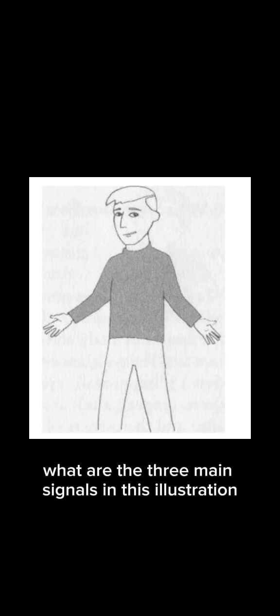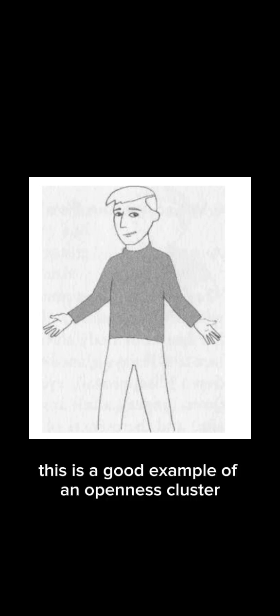Got it? 1. What are the three main signals in this illustration? This is a good example of an openness cluster. The palms are fully exposed in the submissive position, and the fingers are spread to give more impact to the gesture and to the signal non aggressiveness. His entire body is open, showing that nothing is being concealed. This man is communicating an open, non threatening attitude.